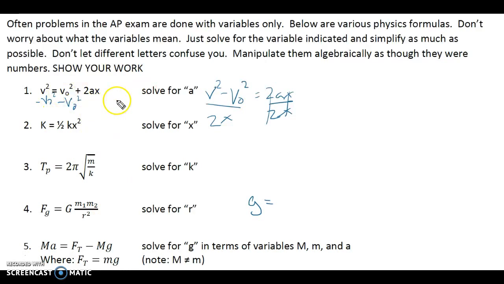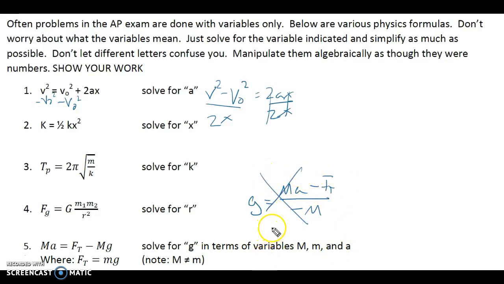If you went ahead and solved it just like we did in number 1 here, you would have gotten something like g equals big M a minus F sub T, divided by negative big M. That's just doing it off the top of my head here really quick. But that would not be correct. It would be accurate, but it's not what the question is asking. The question is asking you to solve in terms of the variables M, m, and a, and we have this big F sub T in here. So this is not right.